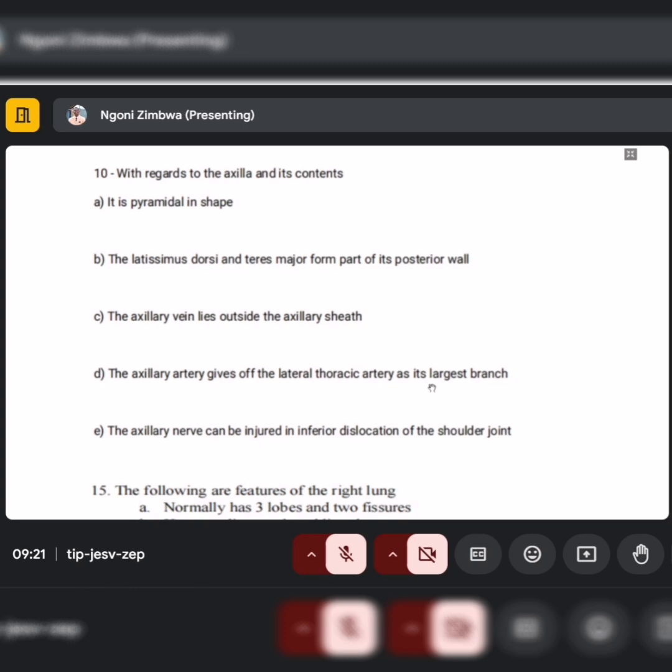B, the latissimus dorsi and the teres major form part of its posterior wall. That is true. So the posterior wall, you're going to have your subscapularis muscle, your latissimus dorsi muscle, your teres major muscle forming the posterior wall, right? That becomes true. C, the axillary vein lies outside the axillary sheath. What do you think? Definitely that is false. The axillary vein, the brachial plexus, and the axillary artery, together with the lymph nodes, lie within the axillary sheath.